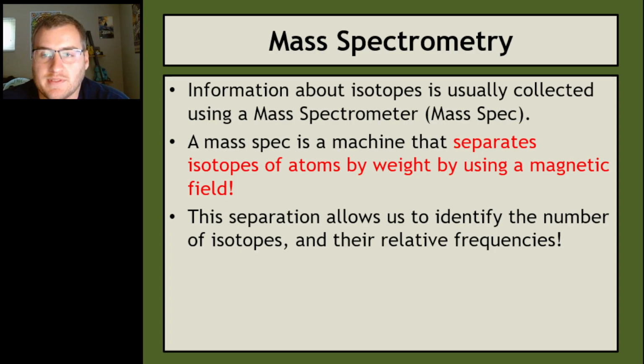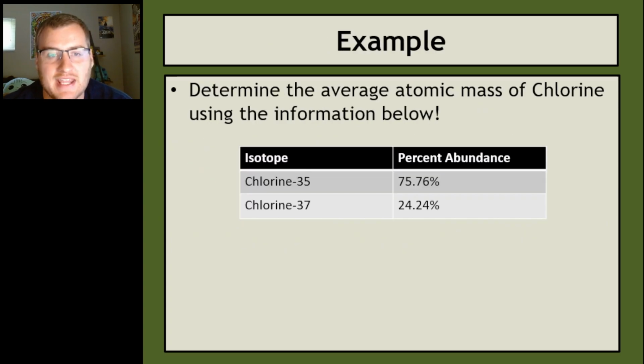Information about isotopes is usually collected using a mass spectrometer, or a mass spec for short. So if you don't want to have to pronounce that word that I clearly can't pronounce, just call it a mass spec. A mass spec is a machine that separates isotopes of atoms by weight using a magnetic field. The separation allows us to identify the number of isotopes and their relative frequencies. It's essentially how we get this information here.